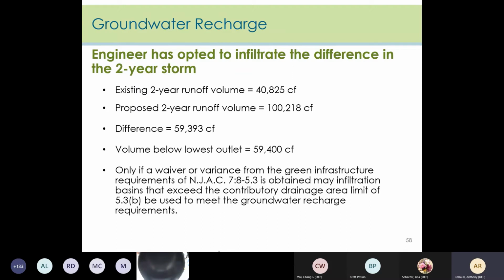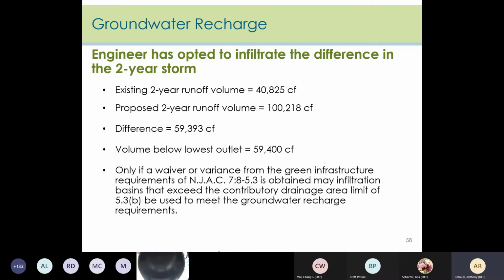Next thing we want to check is groundwater recharge. In this case, the engineer opted to infiltrate the difference in the 2-year storm. So keeping in mind, you can use the groundwater recharge spreadsheet, or you can infiltrate the difference in the 2-year storm, either acceptable. They calculated the existing 2-year runoff volume to be around 41,000 cubic feet, and the proposed to be around 100,000 cubic feet. So the difference there is around 59,000 cubic feet, and the volume below their lowest outlet is just around that volume.